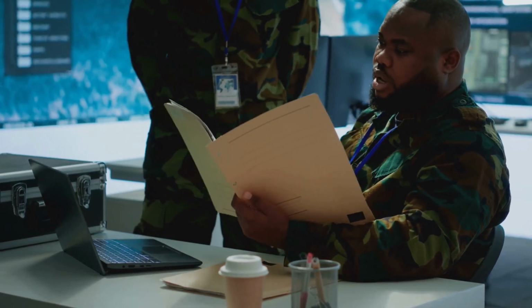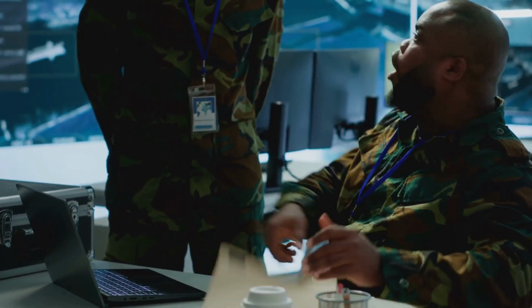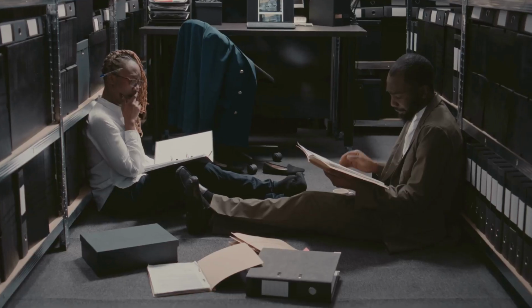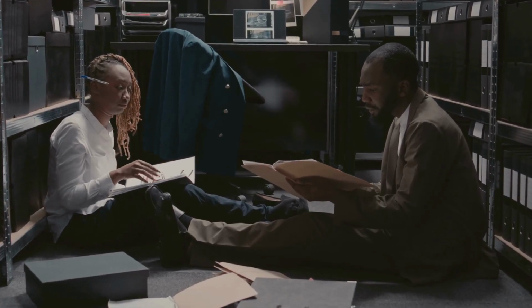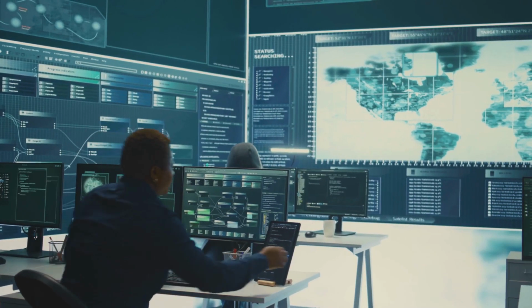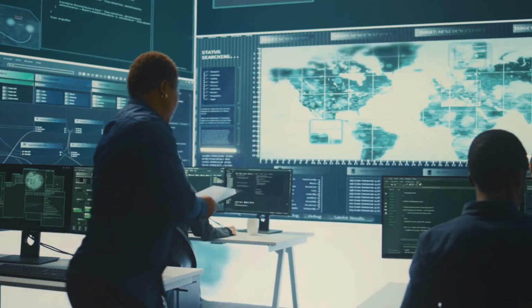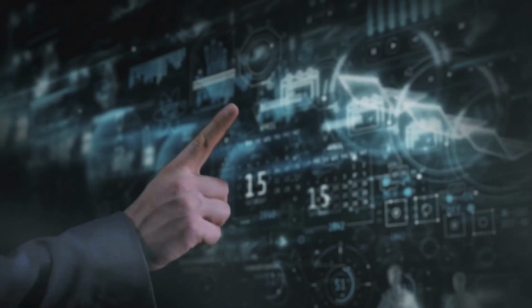GDPR, HIPAA, PCI DSS, SOX, OECD privacy principles. US laws like GLBA, CCPA, FedRAMP, FISMA, NERC CIP. These ensure security solutions comply with legal and regulatory requirements. Q8. How do you handle system interactions like system of interest, enabling systems, and other systems?